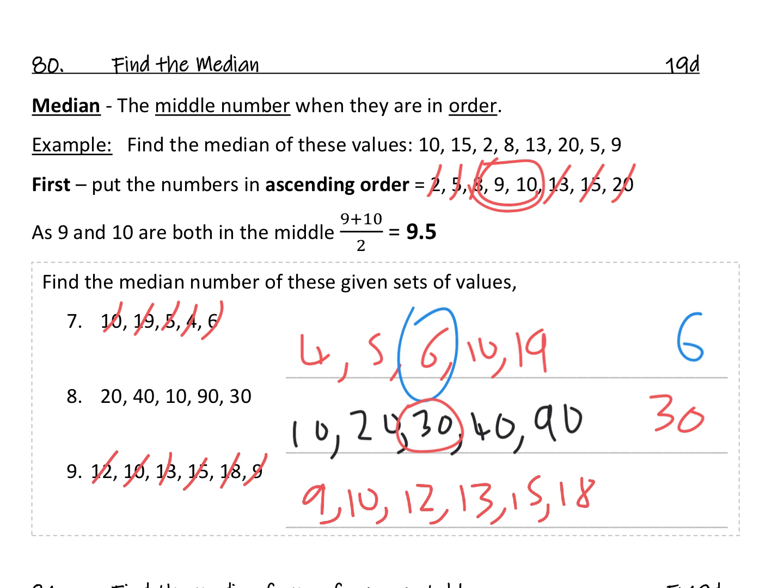I've got a few more numbers here. If I find the middle, it's 12 and 13 because I've got 2 below and 2 above. Or if you crossed off the smallest and crossed off the biggest, cross off the smallest and cross off the biggest, you end up with 2 in the middle. So halfway between 12 and 13 is 12.5.